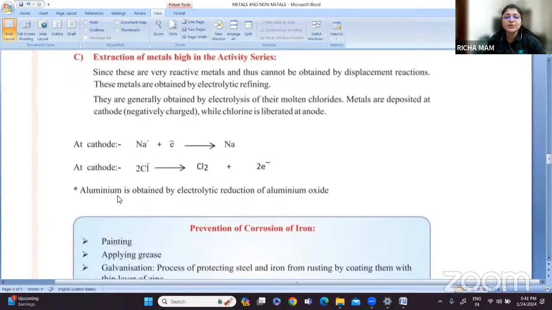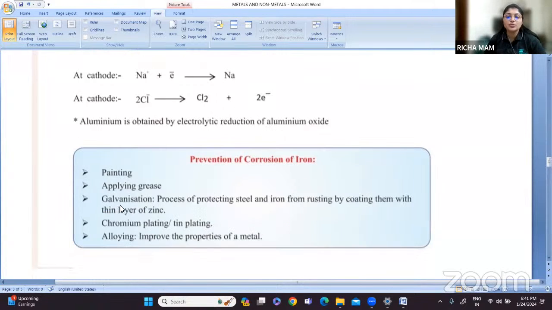So by this method, you can obtain aluminum from its aluminum oxide. With aluminum oxide, you can do electrolytic reduction or electrolytic refining, and from that you can obtain your aluminum.